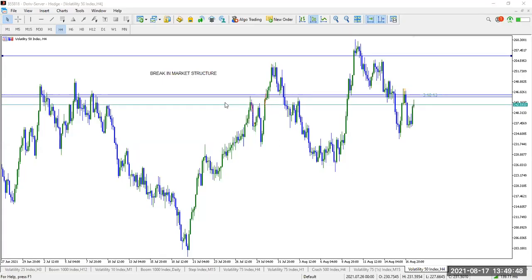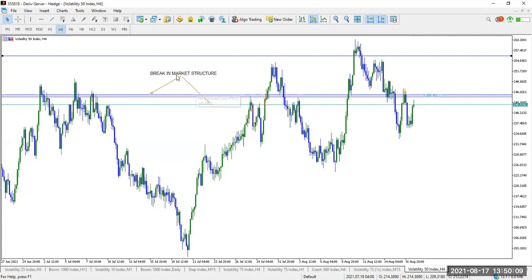Okay. About breaking market structure. When you talk about breaking market structure, we're talking about two things here: the impulse and the correction. Breaking market structure has to do with two things.